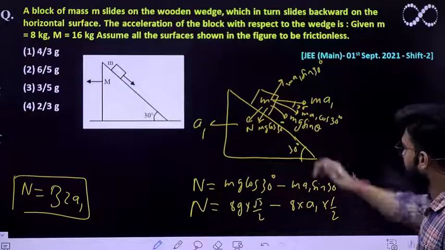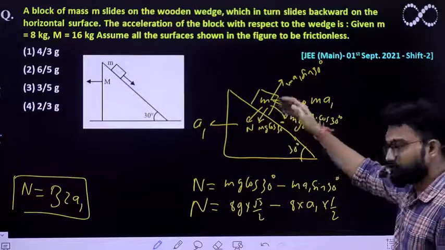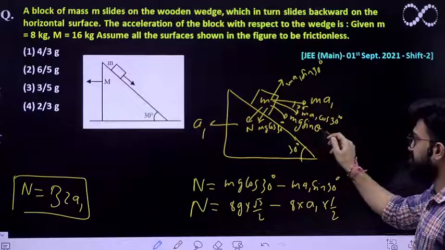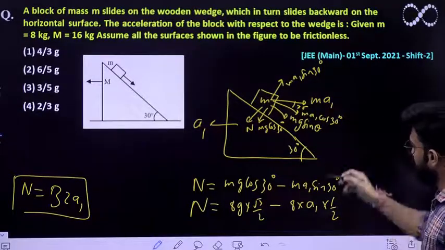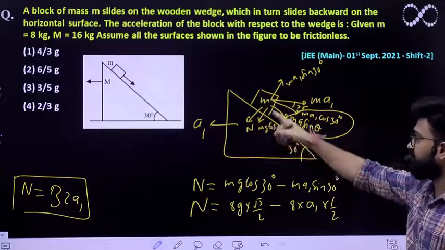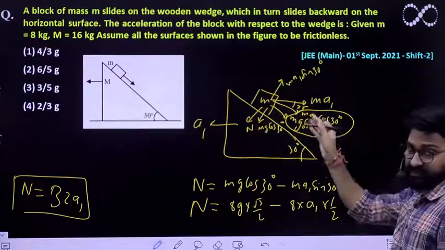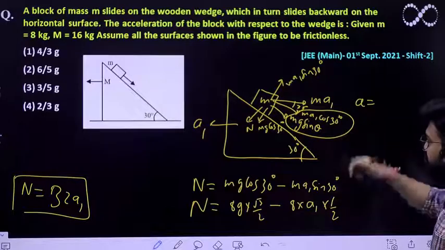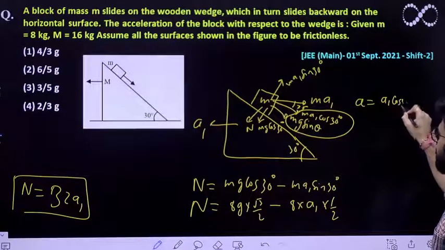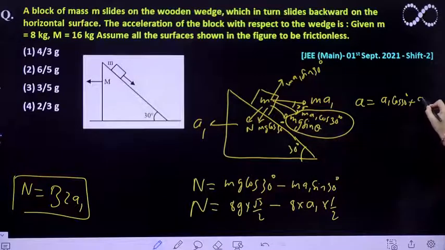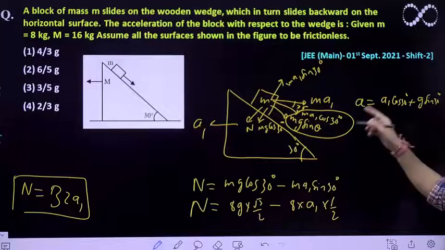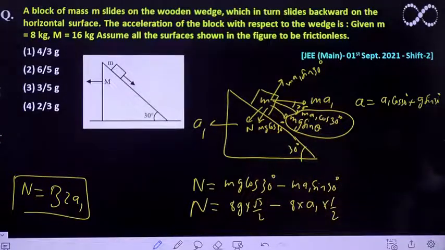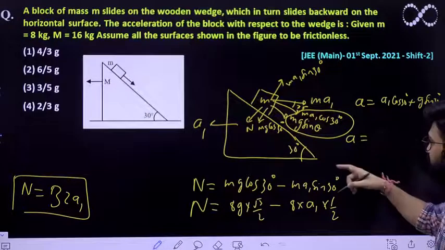So that means again for small m block, which is moving along the inclined plane, its net force is m a1 cos 30 degree plus mg sine 30 degree. Okay, this is the net force acting on the small m block. So what would be its acceleration? The acceleration would be net force per unit mass. So it would be equivalent to a1 cos 30 degree plus g sine 30 degree. Don't you think this would be the expression? Because the net force is this, divided by its mass, you'll get an expression for acceleration. Okay, so the acceleration of this block is, let it be a.